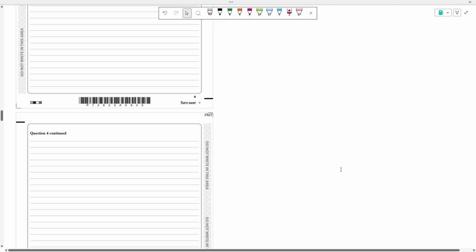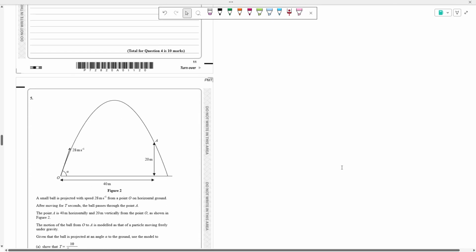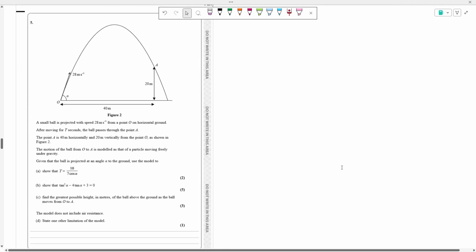All right, let's move on. Question 5 here. A small ball is projected with speed 28 meters per second from a point O on horizontal ground. After moving for t seconds, the ball passes through the point A. So the point A is here, and that's 20 meters above the ground. And this is 40 meters. Okay, cool. The motion of the ball from O to A is modeled as that.